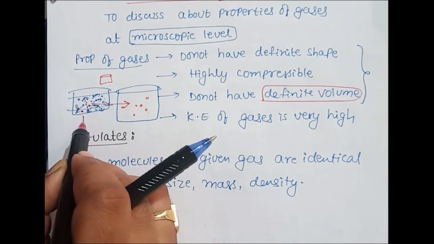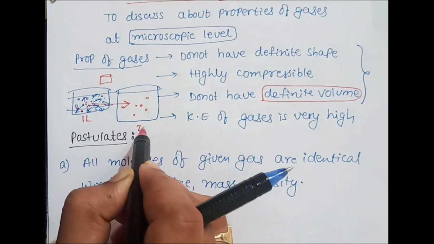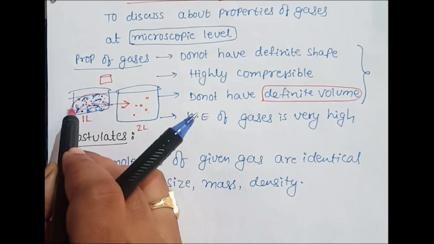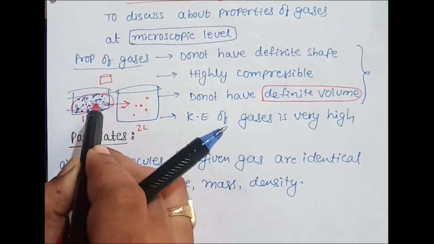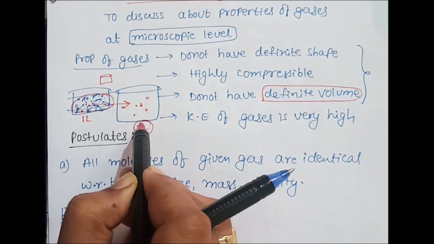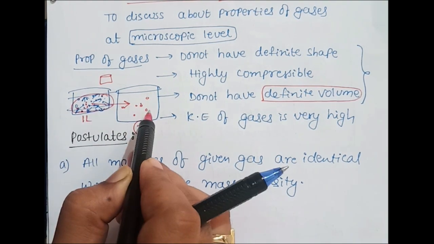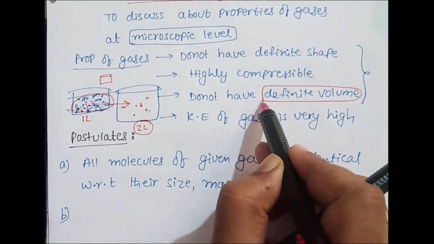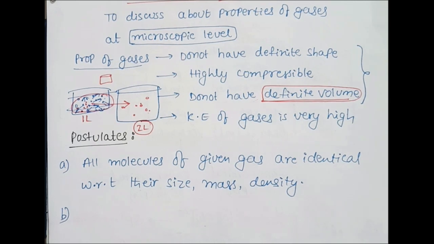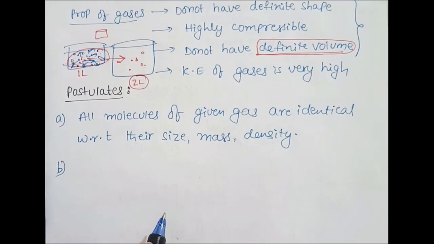Let us say the volume of this container is 1 liter and the volume of this container is 2 liter. If this gas is transferred into the bigger container, the volume of the gas becomes 2 liter. The amount of gas is the same, but the volume increases. That's why we say gases do not have definite volume. I will explain once again. Let us write the point first, then I'll explain.